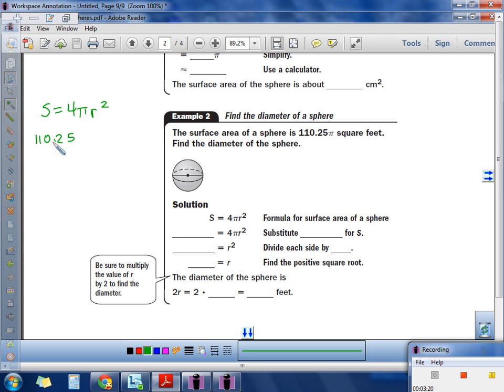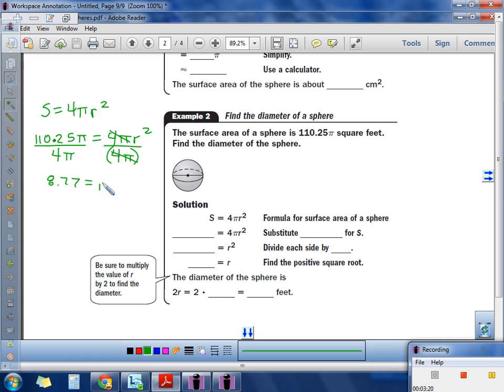110.25 pi equals that part of the formula, 4 pi r squared. Once again, we are going to solve for r, but in the end we're going to use that to find our diameter. So a couple steps. What should I do first to get the r alone? Good job. We're going to divide by 4 pi inside parentheses. We want to cancel out that 4 and the pi.